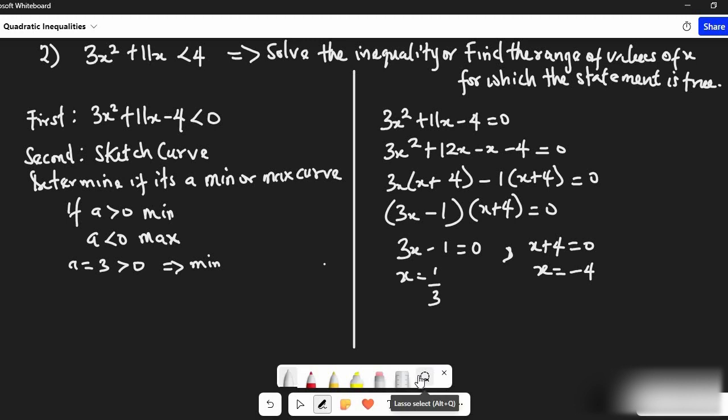Now we sketch the function on the x-axis. So the zeros of the function, remember, are 1 over 3 and minus 4. And we're to determine the range of values of x for which 3x squared plus 11x minus 4 is less than 0. And we have that this is a minimum curve. So we have this information to sketch the curve on the x-axis.